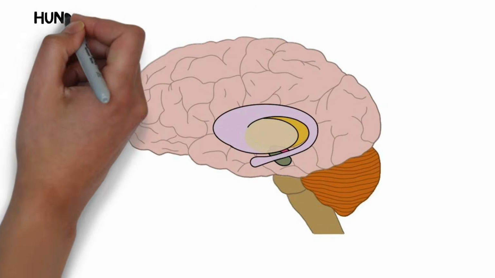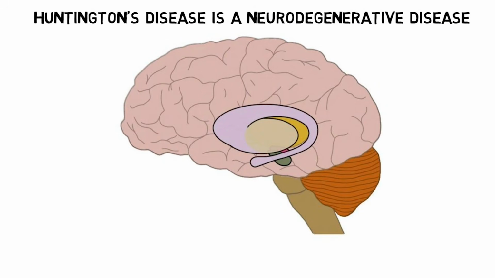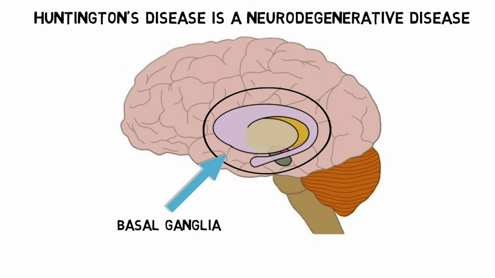These symptoms are associated with neurodegeneration, or the deterioration and death of neurons. A group of structures called the basal ganglia are strongly affected, but other regions of the brain experience neurodegeneration as well.